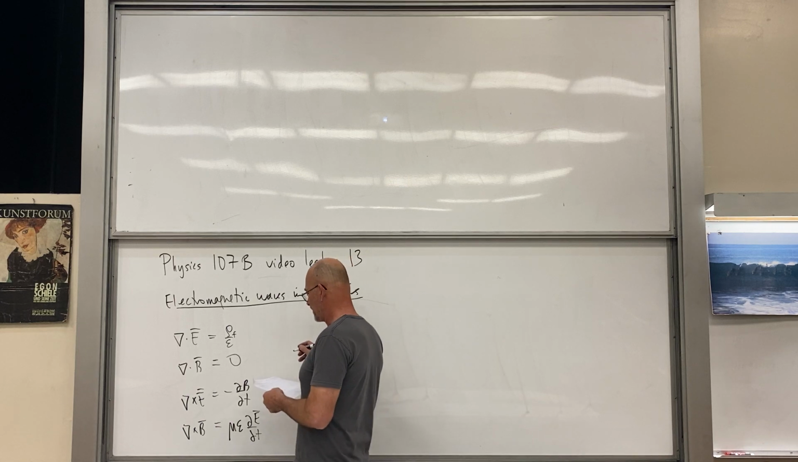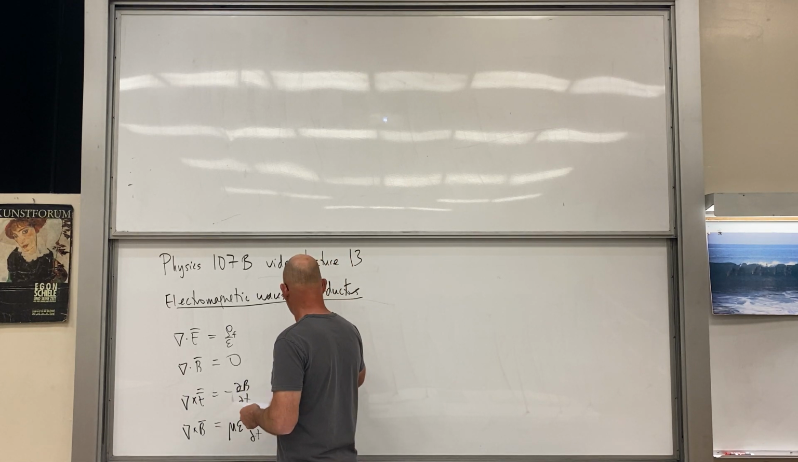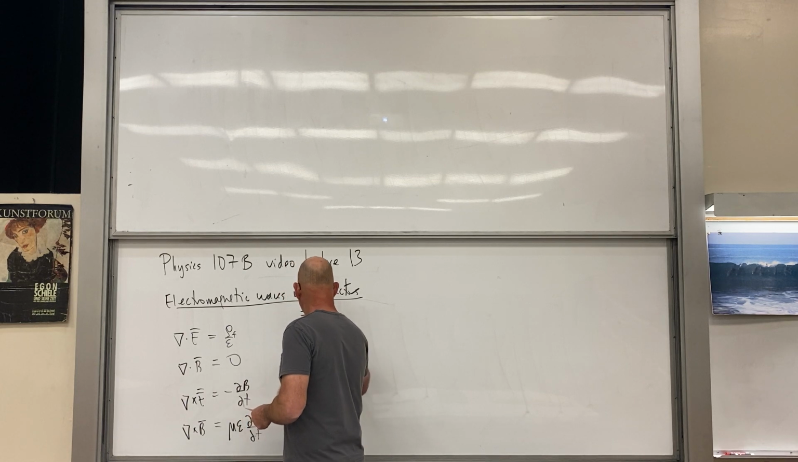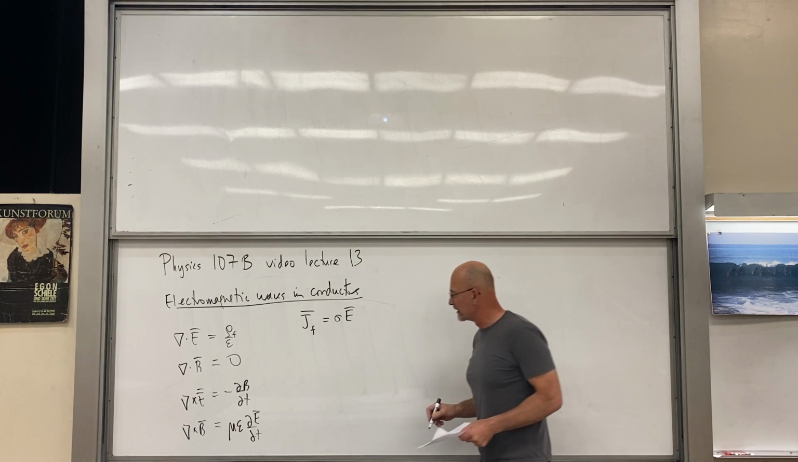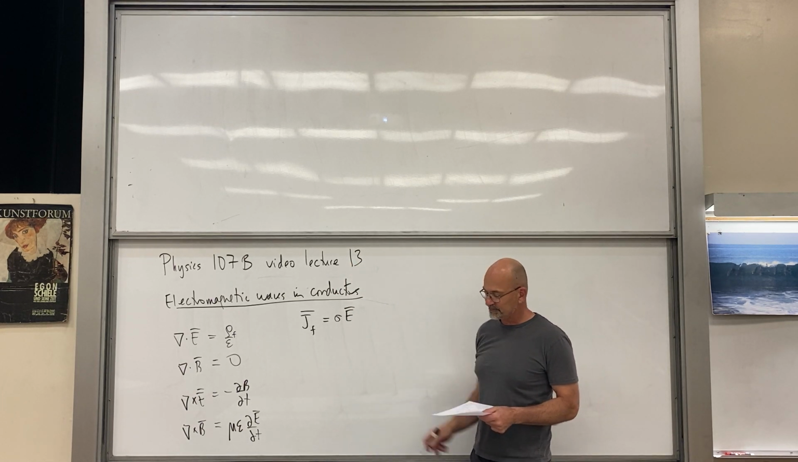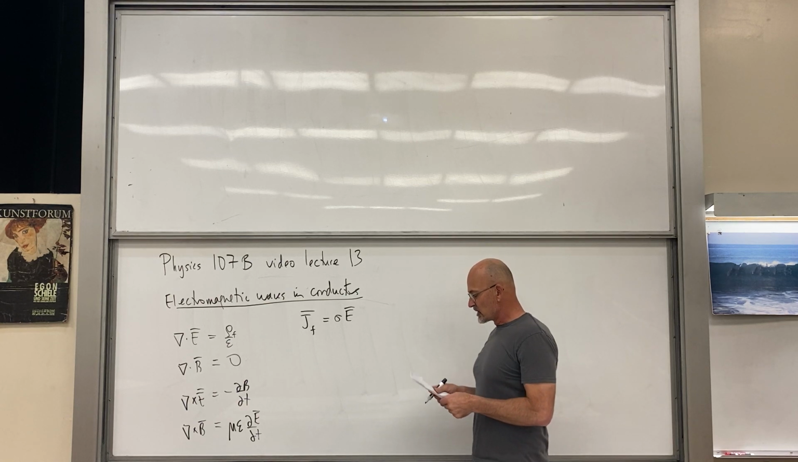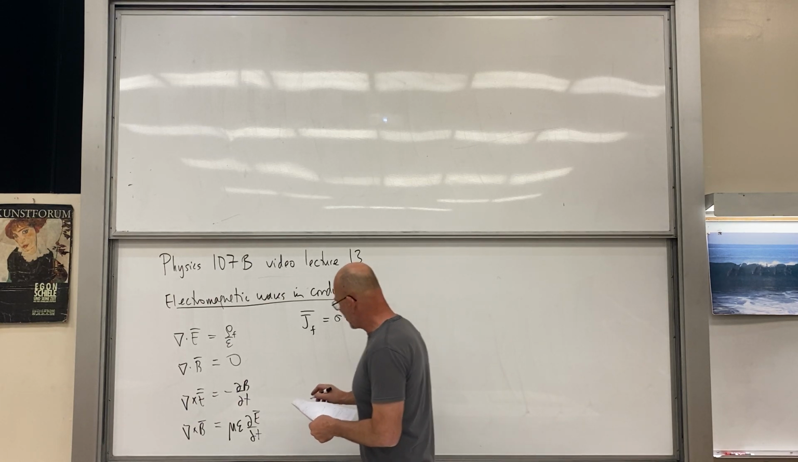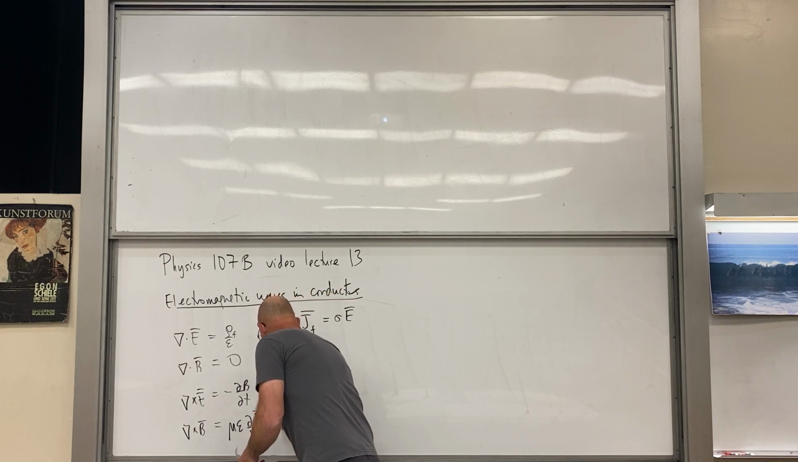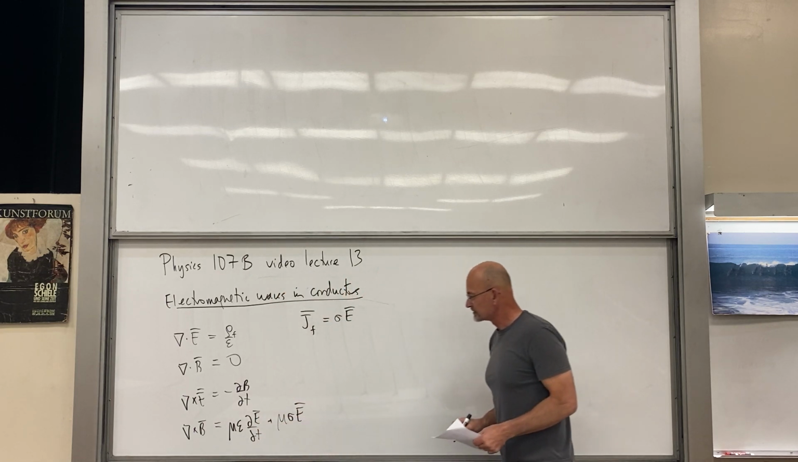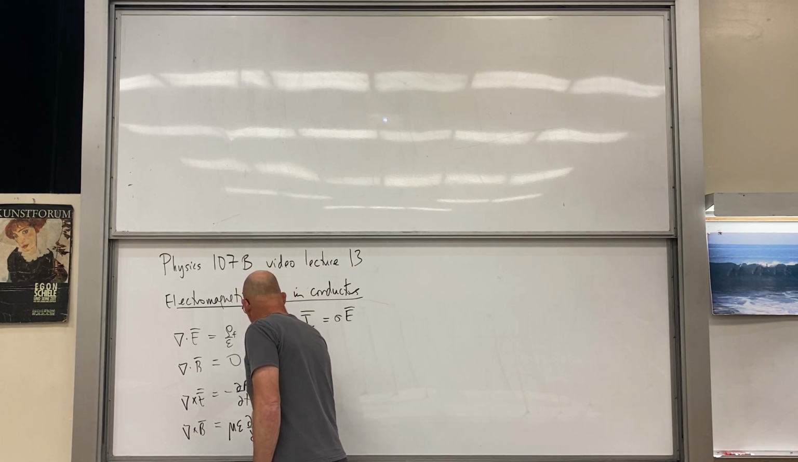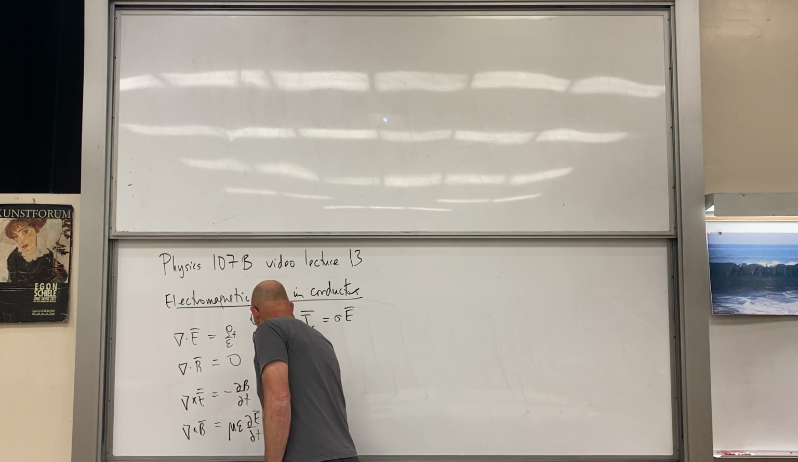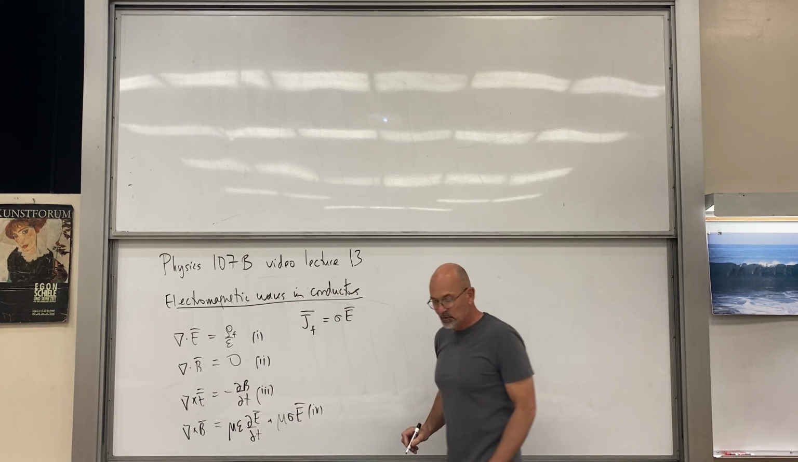However, the free current density is given to us by Ohm's law. Okay, conductivity times E. So that's what we're going to substitute here. So instead of the J, we're immediately going to have plus mu sigma times E. So those are the Maxwell's equations that we're going to use.